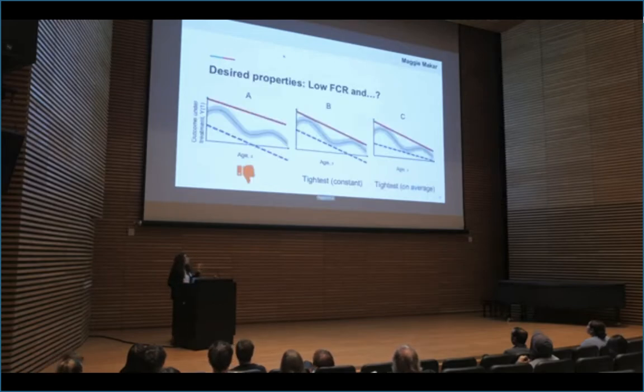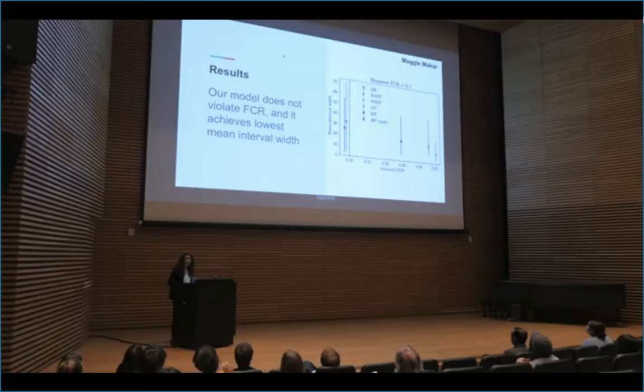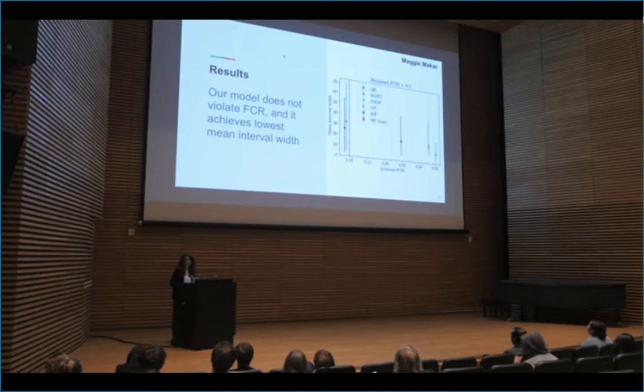So in plot B, we were minimizing the maximum interval width. In plot C, we were minimizing the average interval width. Because I've exceeded my math quota, I can't put any more details here, but feel free to ask me about more details at the poster. We tested our model against a bunch of benchmarks, and what this plot shows is the majority of benchmarks actually violate the required false coverage rate, which is denoted by the dashed line. Only our model and one other benchmark are able to achieve the correct false coverage rate, and our model gives a tighter mean interval width compared to the other benchmark.